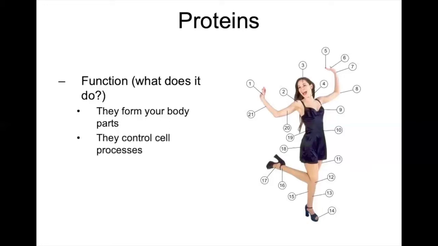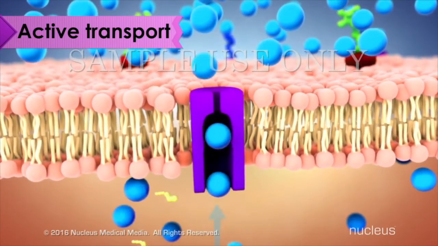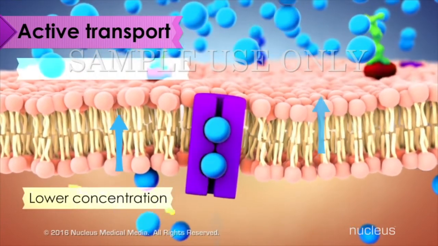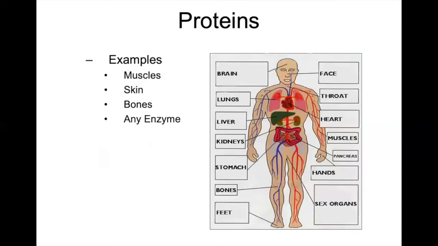They also control cell processes. You have proteins in your cell membrane regulating what goes in and out of your cells because that's a tool, and all your body's tools are made of proteins. And they become enzymes, which is a different tool. More on enzymes in a bit. But long story short, these are tools that your body's going to use for chemistry, speeding up and slowing down reactions. So what are some examples of proteins? Like I already said, name any body part at all. Muscles, skin, bones, enzymes, you name it, it's proteins.